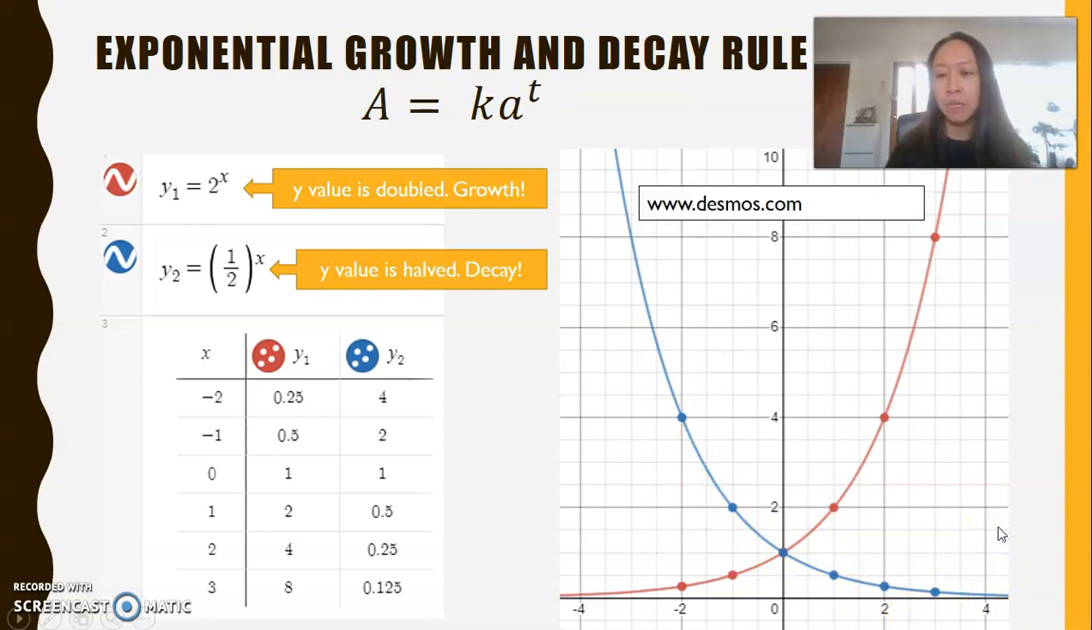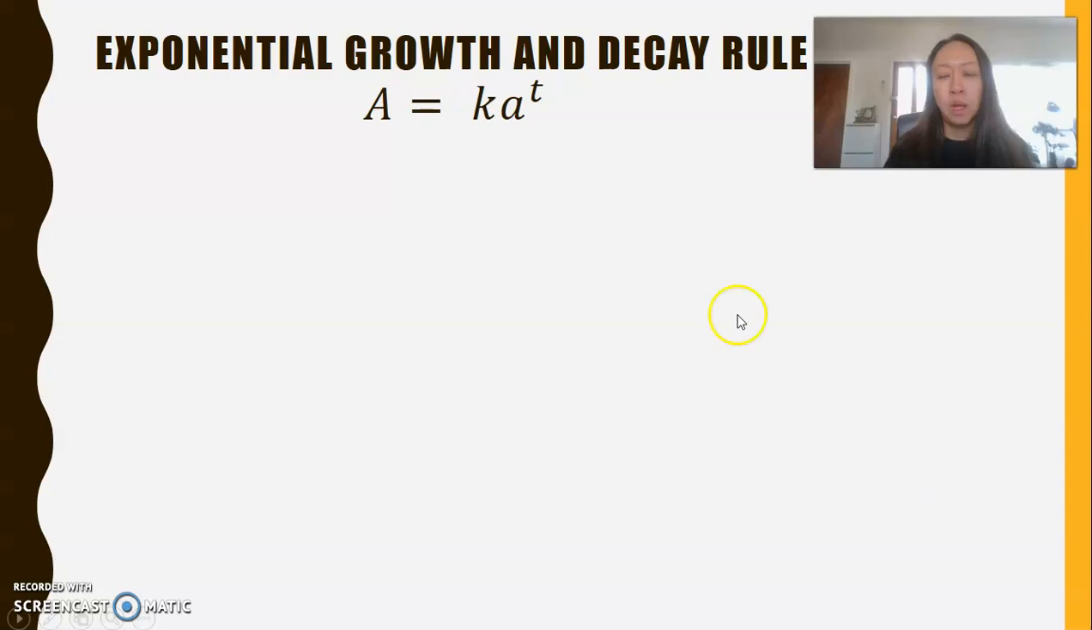This graph is drawn using the Desmos function. I encourage you to go to Desmos and input different values, and you can see whether it is a growth or decay. But the basic guide is if the base number value is more than 1, it's going to be a growth curve. If the base number value here is between 0 and 1, it's going to be a decay function. So if we look at the growth function, that's when a is bigger than 1.